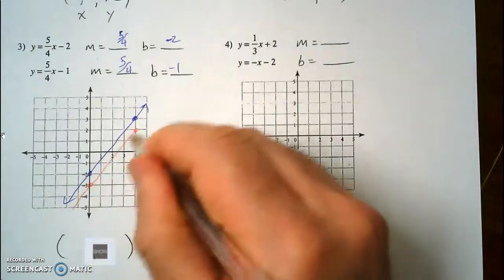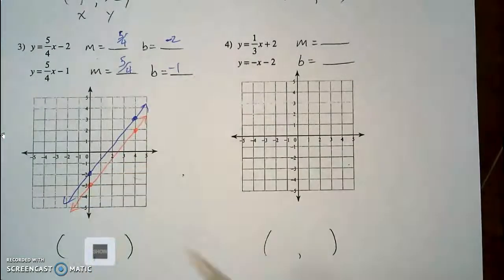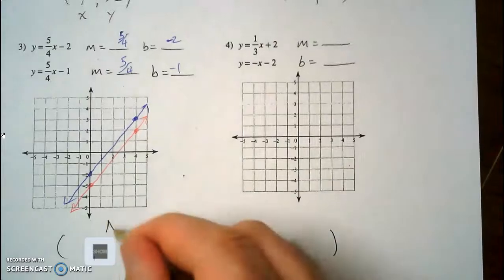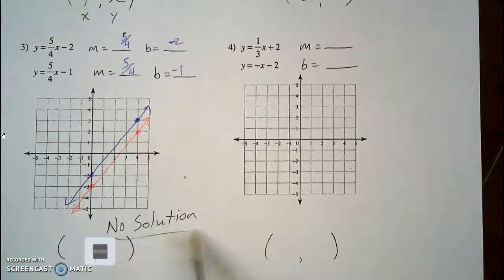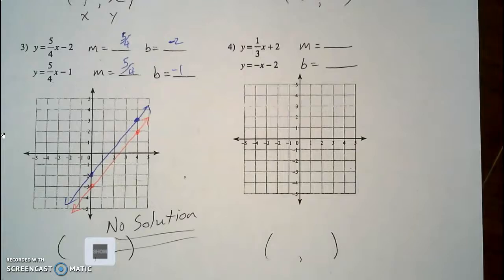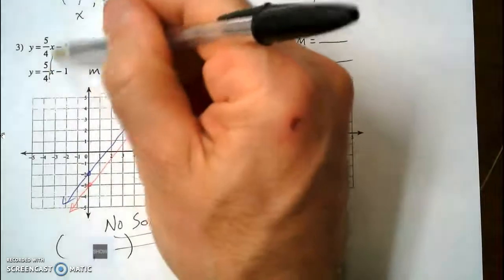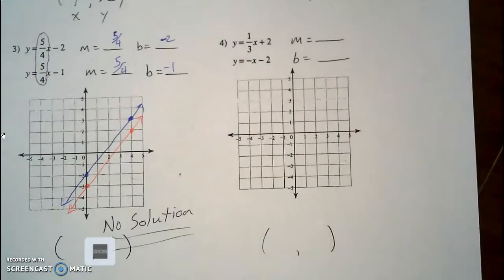Now same slope means parallel lines. Parallel lines mean they don't cross. So as far as our answer, don't put zeros in here. Some people do that. That's telling me they cross at the origin, which they do not. The answer here is actually two words. No solution. They do not cross. And again, that is because the slopes are the same.